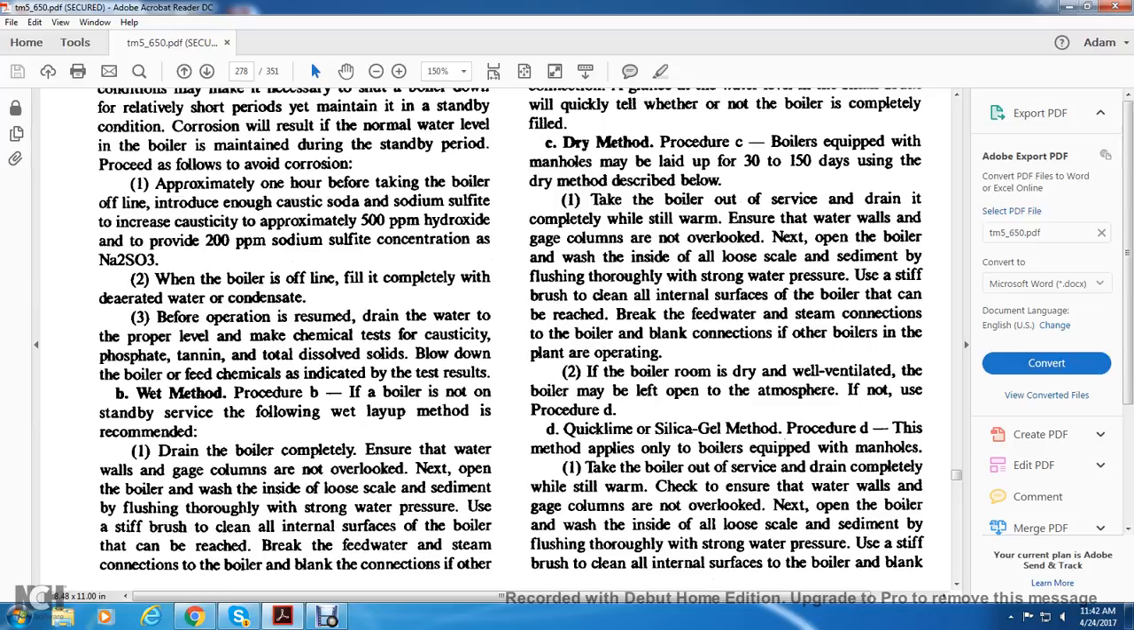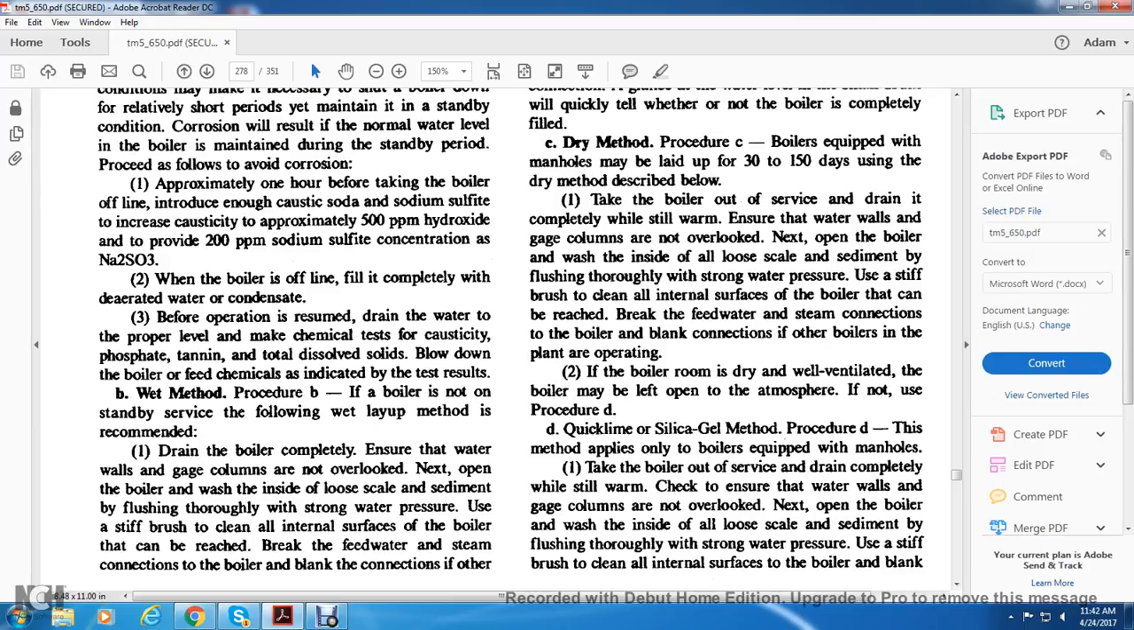When the boiler is on standby, use the wet layup. The wet method is recommended. Drain the boiler completely. Ensure the water walls and gauge columns are not overlooked. Next, open the boiler and wash the inside with a loose scale and sediment, flushing thoroughly with strong water pressure. Use a stiff brush and clean water. All the internal surfaces of the boiler then can be reached with the brush.